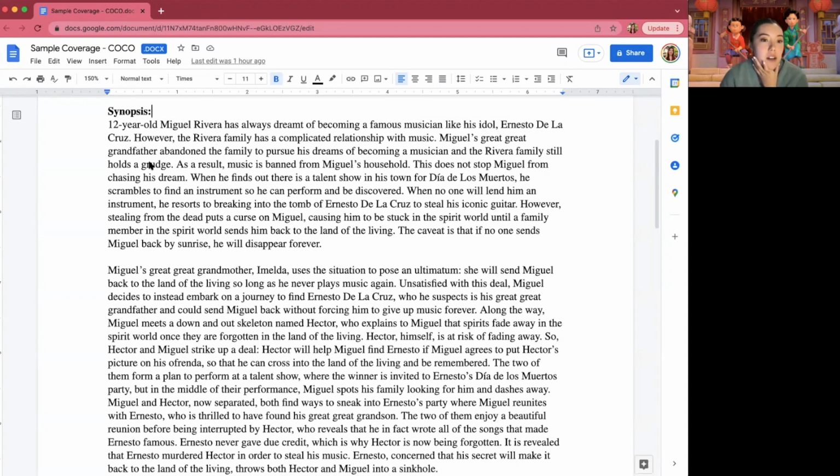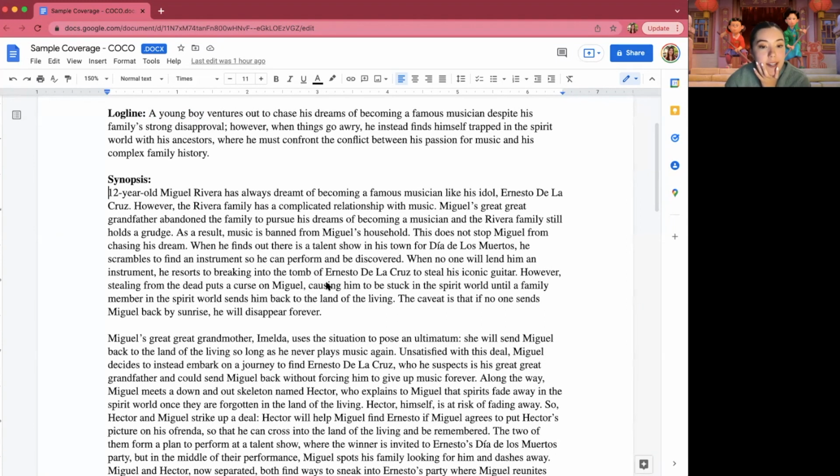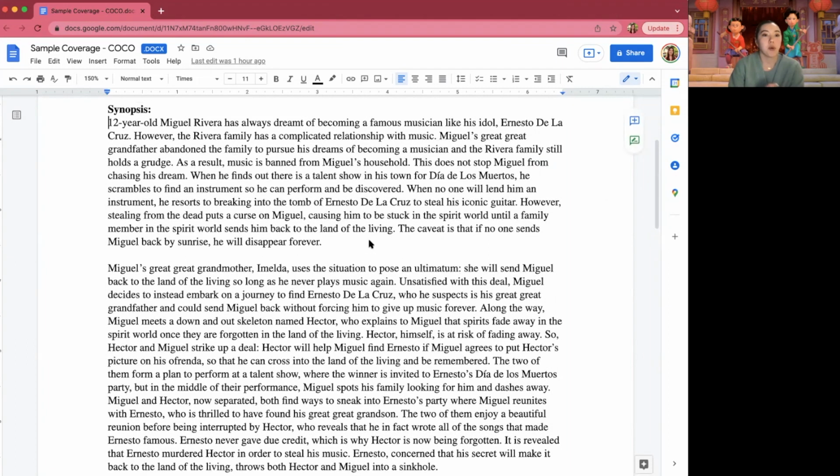So here's my synopsis of Act 1 of Coco. 12-year-old Miguel Rivera. That's a little bit more specific than what I said here, just a young boy. But here you can be really specific because you have the room on the paper. 12-year-old Miguel Rivera has always dreamt of becoming a famous musician like his idol Ernesto de la Cruz. So you want to establish who the main players in this story are early on.